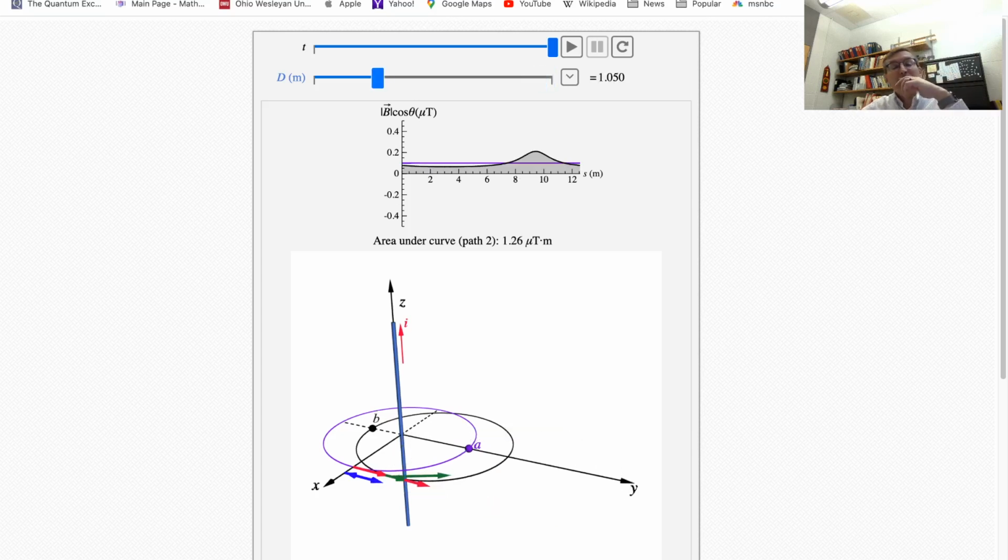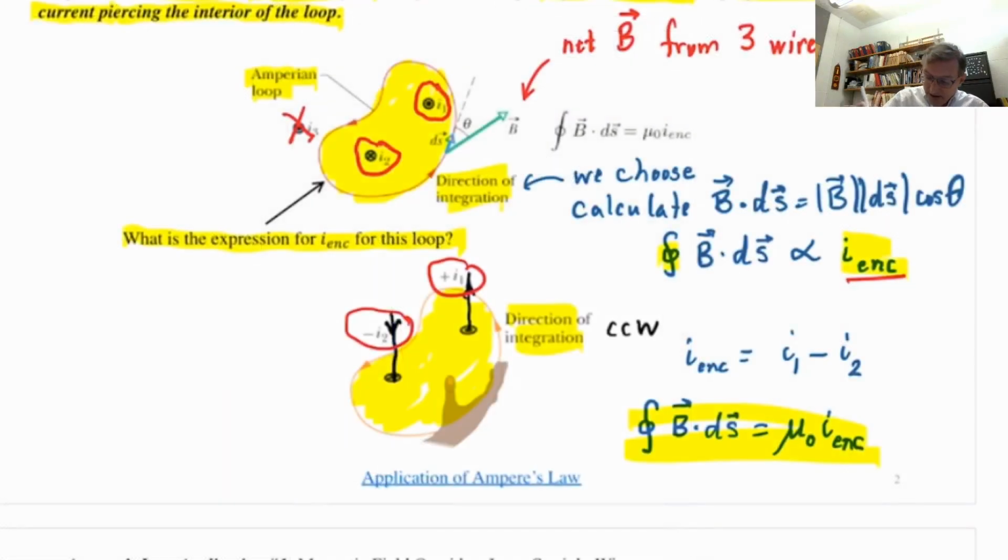Let's go back to a case like that, where we are encircling the wire with path 2. Note the area under the curve. Let's use that number to figure out what the current in the wire is. Okay, let me go back to my OneNote, and I'll just come down here to the side. And I'm talking now about the application from the animation.